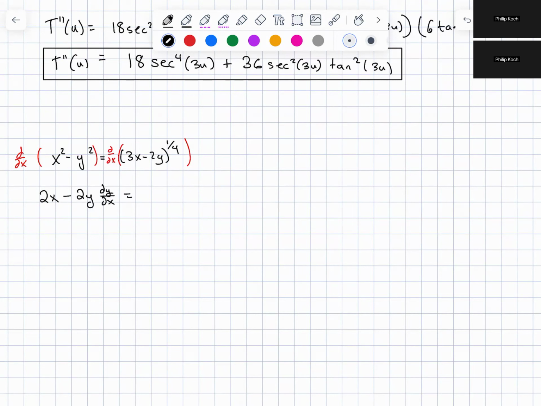That is a chain rule, the outer function being the 1/4 power. So that's going to be 1/4 times 3x minus 2y to the negative 3/4 times 3 minus 2 dy dx. 3 minus 2 dy dx is the derivative of the inside of that thing.